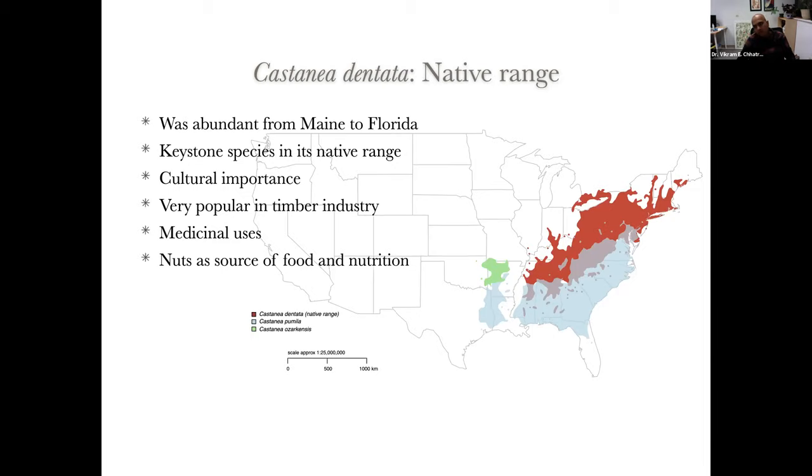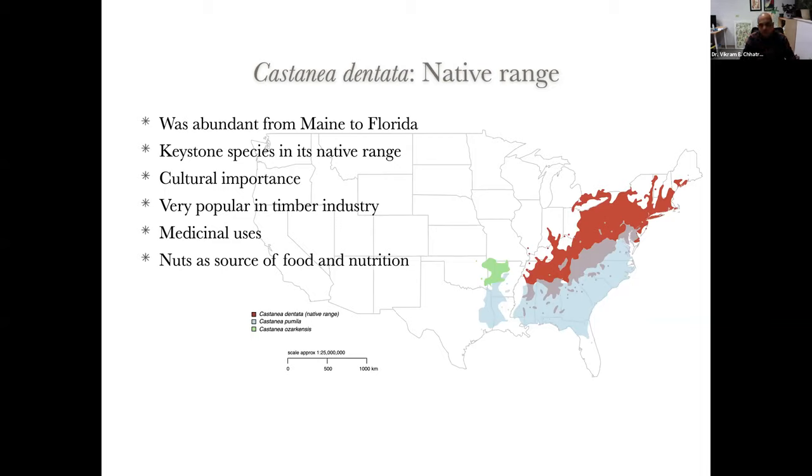The region that looks sort of in between the red and blue here is looking that way just because the ranges overlap there, which means that both species are present in that area. So it had huge cultural and economic significance. It had lots of medicinal uses. Native Americans used it for its medicinal properties. And it was one of the keystone species in the forest. There were like 4 billion or so trees across this entire landscape.